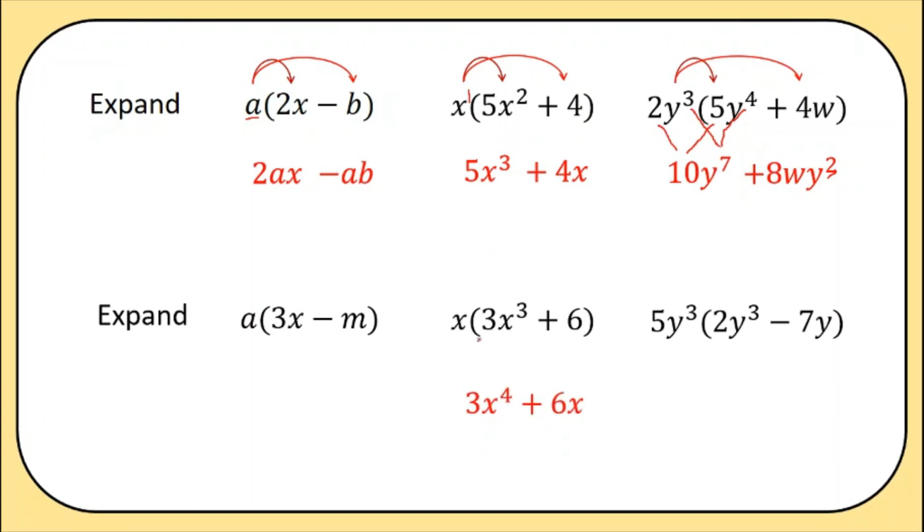Okay, the middle one then is 3x to the 4 plus 6x, and the other two are 3ax minus am and 10y to the power of 6. I multiplied the numbers outside and then I added the powers to get the 6. 5 times 7 is 35 and it's a negative. Y to 3, and that's really y to the 1, gives me y to the 4.